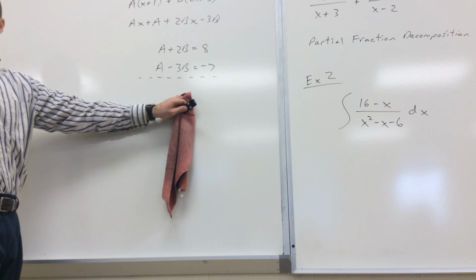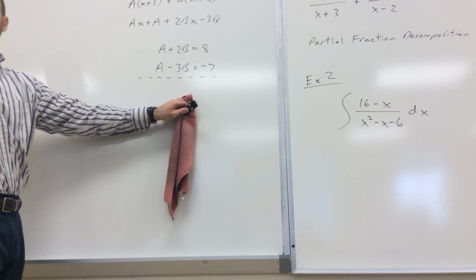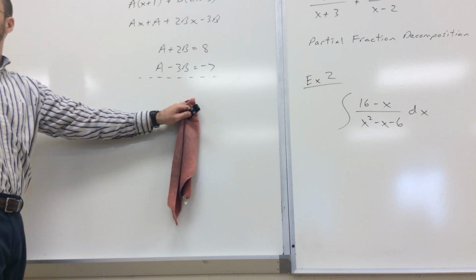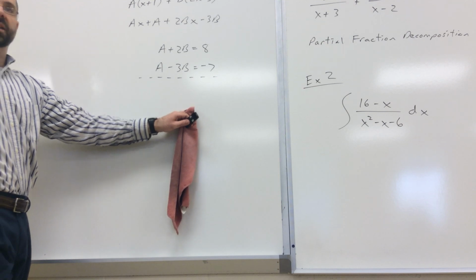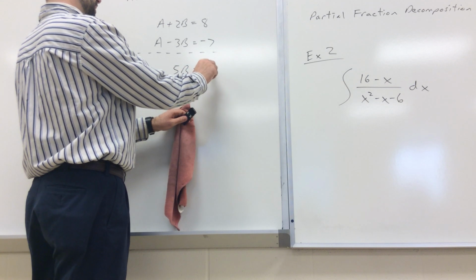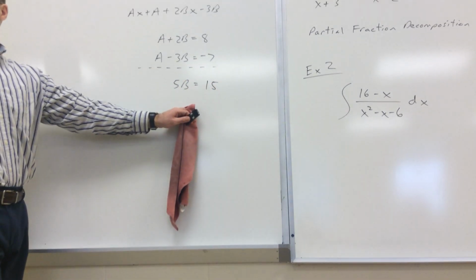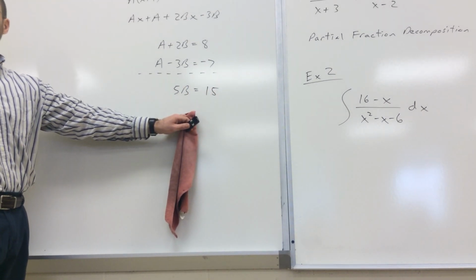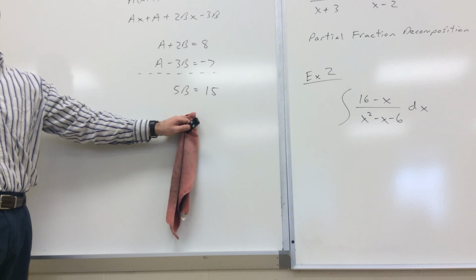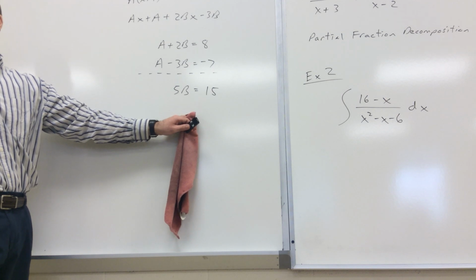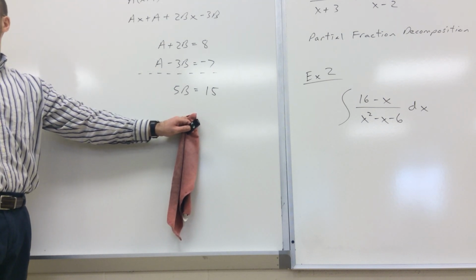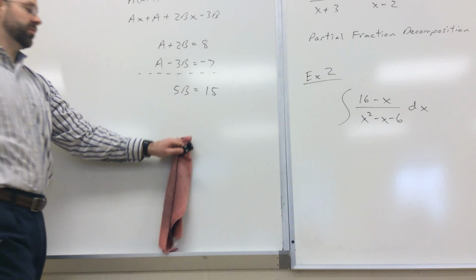I can just subtract the equations, right? And then the A's are going to go away. So A minus A is 0. 2 minus negative 3 is 5. And 8 minus negative 7 is 15. So last time I added the equations, because I had a negative and a positive, and they were going to cross out if I added. This time I'm subtracting because I've got two positives that will subtract to go away. So B is 3.